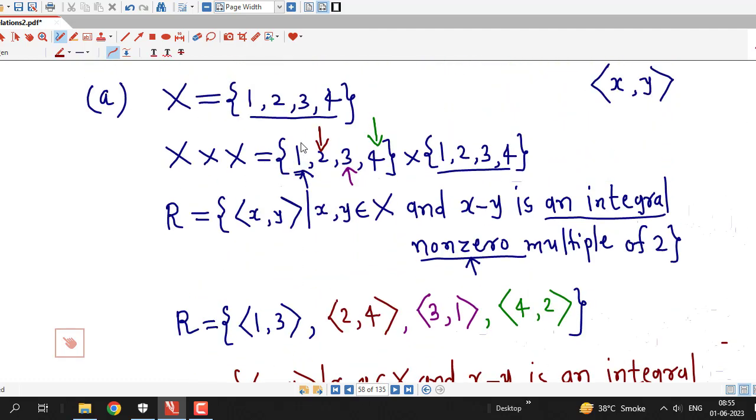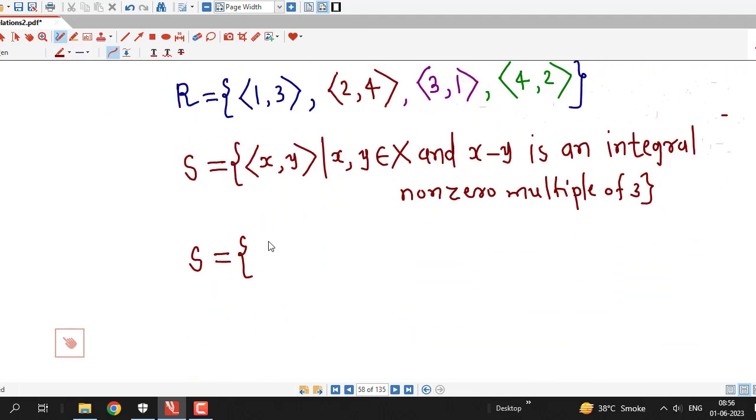So again we start with the first component. So I have to check for (1,1). 1 minus 1 is 0, not allowed. Then (1,2). 1 minus 2 is minus 1, which is not a multiple of 3. Then (1,3). 1 minus 3 is minus 2, which is also not a multiple of 3. Then (1,4). For (1,4), we have 1 minus 4 is minus 3, which is a non-zero multiple of 3. Therefore (1,4) belongs to relation S.